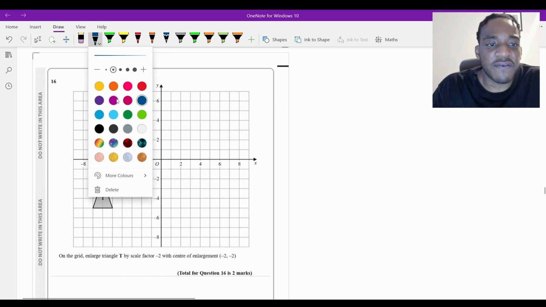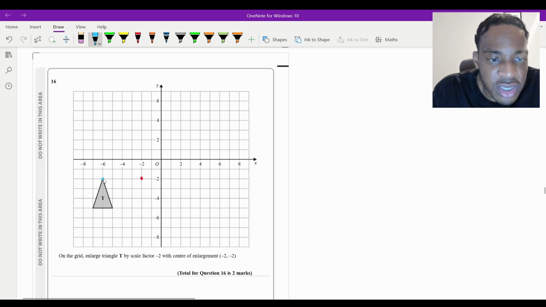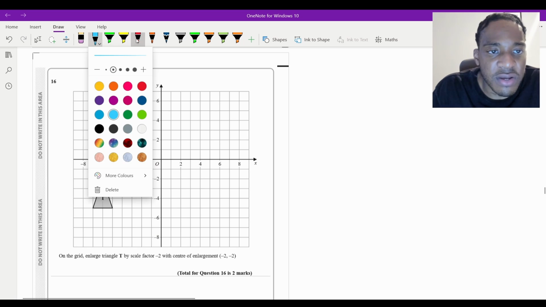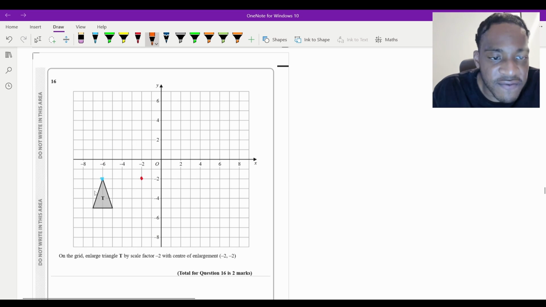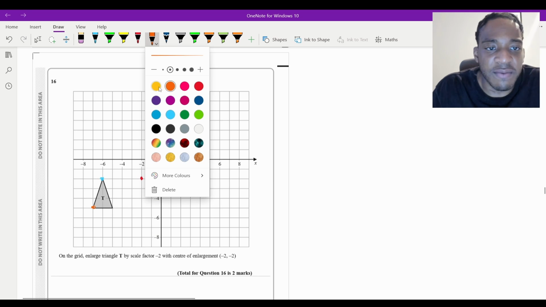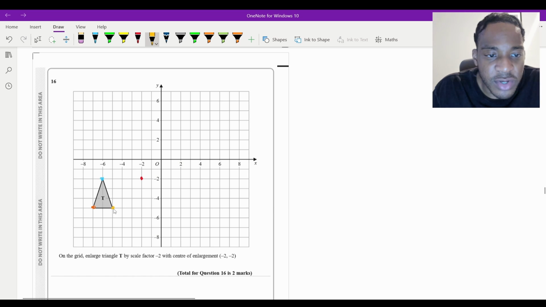I'm just going to do this in different colors as well. I'm going to put this one here in red. I'll do this one in orange to be fair, and I'll do this one in yellow. Okay, so I've got to enlarge this now.